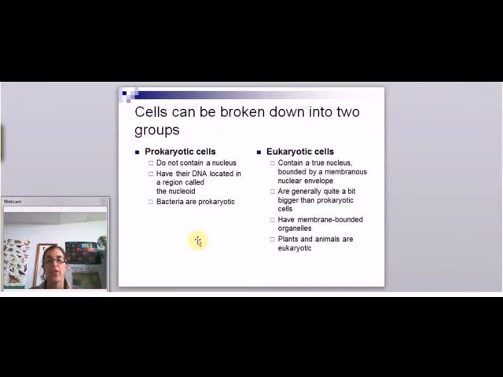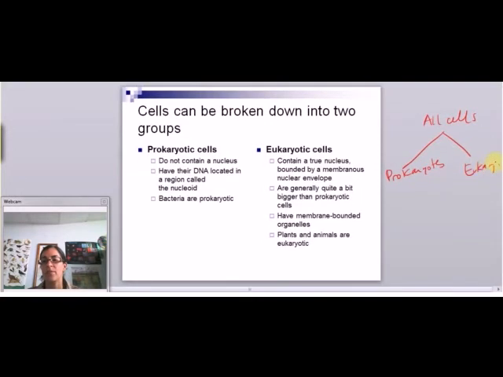So you have all cells, so kind of creating categories here. We have all cells, and they have those 4 features. Then we begin to break them out into categories. So we have prokaryotes and eukaryotes. And the difference between them is the presence or absence of a nucleus is kind of the key difference. So prokaryotic cells do not contain a nucleus, while eukaryotic cells do.